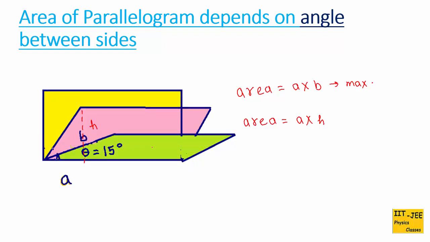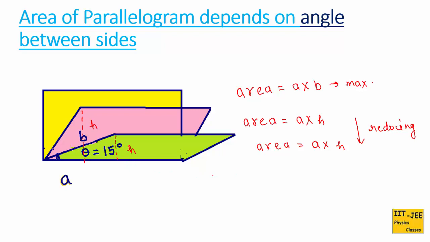So here the angle is reduced to 15 degrees. And now this is the parallelogram and the area would again be A cross H. That is, this side A, which is the same, and the height decreases as the angle decreases. So you can see the area is reducing as the angle decreases.